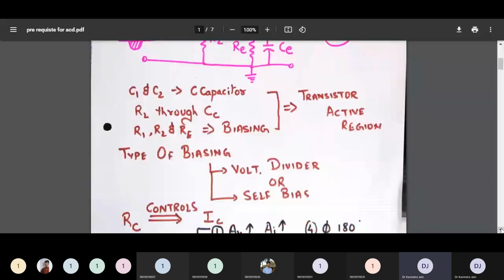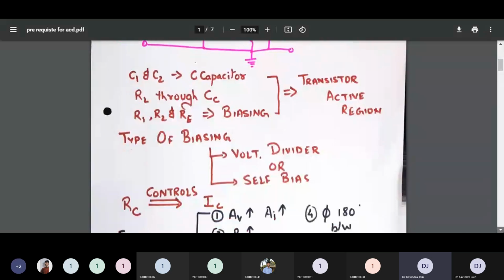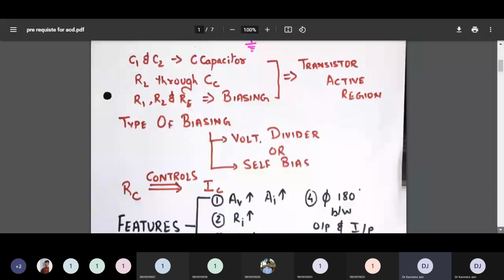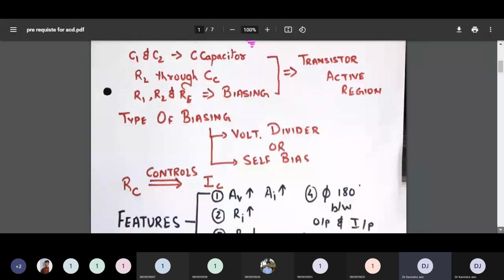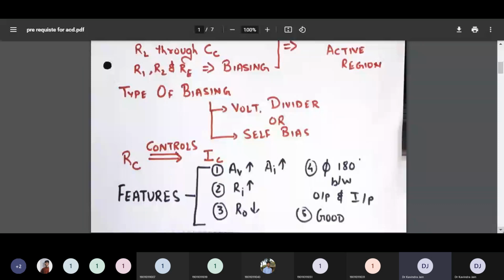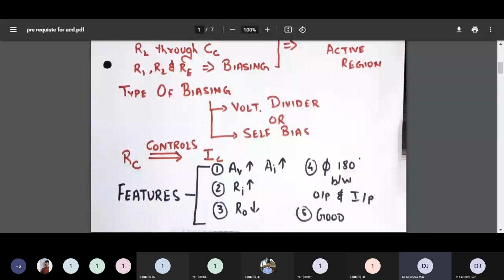As we had discussed, there are two types of biasing: voltage divider biasing or self bias, that is known as input bias. The third one was emitter follower, that we are not going to do right now. We are concentrating specifically on voltage divider circuit. Here, the collector resistance controls the collector current. The features that we had analyzed in this circuit were voltage gain, current gain, input resistance, output resistance, phase difference between input and output, and it was overall a good amplifier circuit.